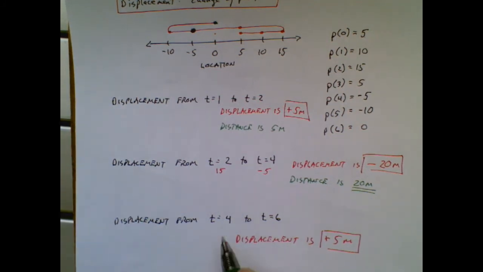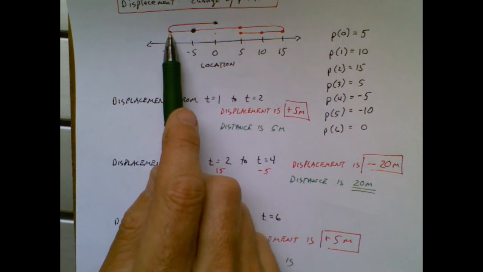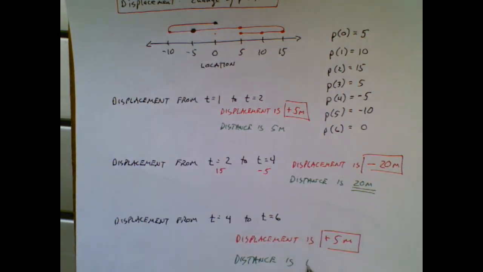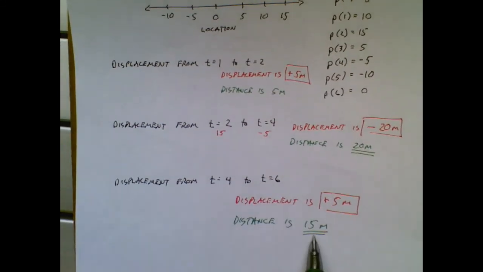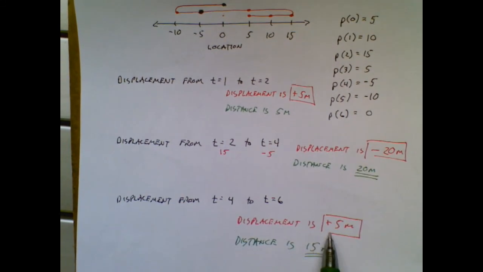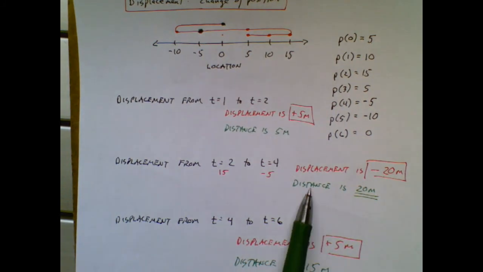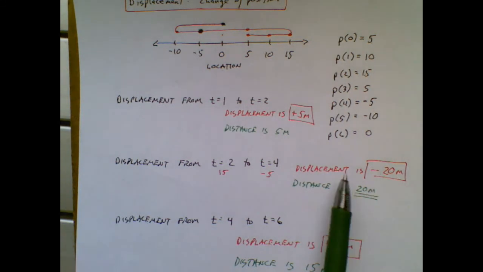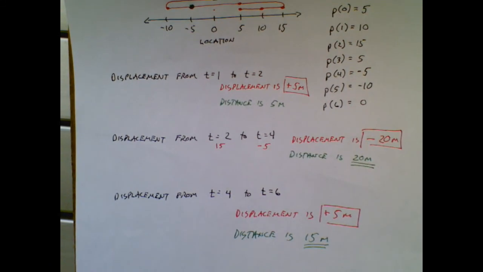If I did distance in this case, I would say I went 5 units, then I switched direction and went 10 units. So that distance is 15 meters. So that took a little bit of thinking there. It wasn't as easy as figuring out the displacement. So be careful knowing that distance is always positive, displacement is a positive or a negative, and distance and displacement are not always the same value. So you have to be very careful with that.